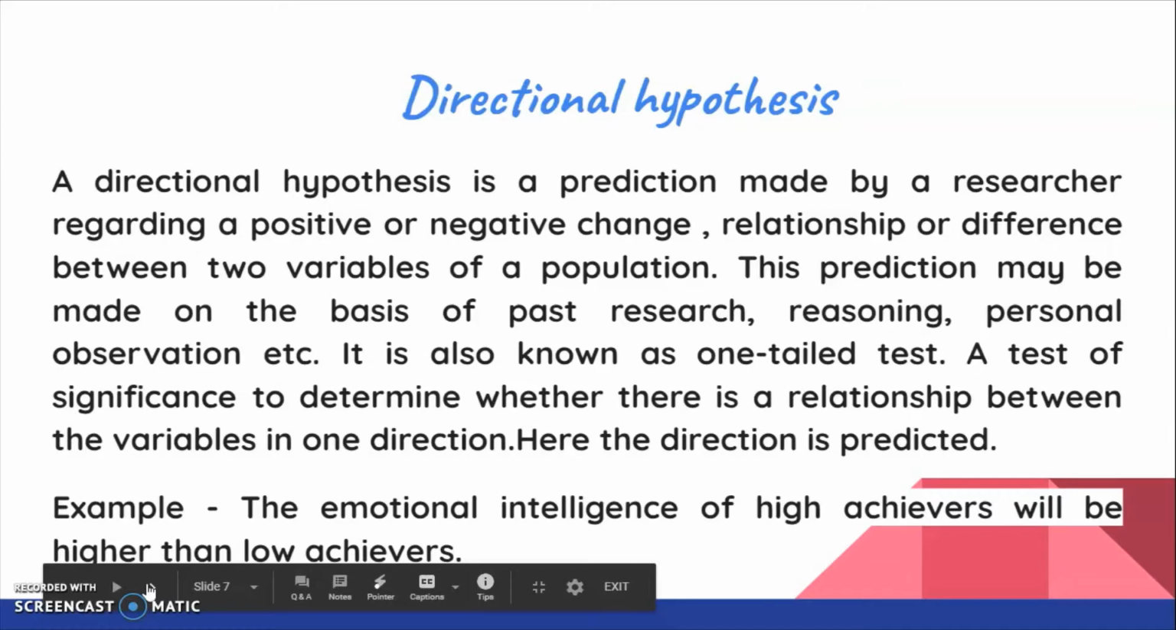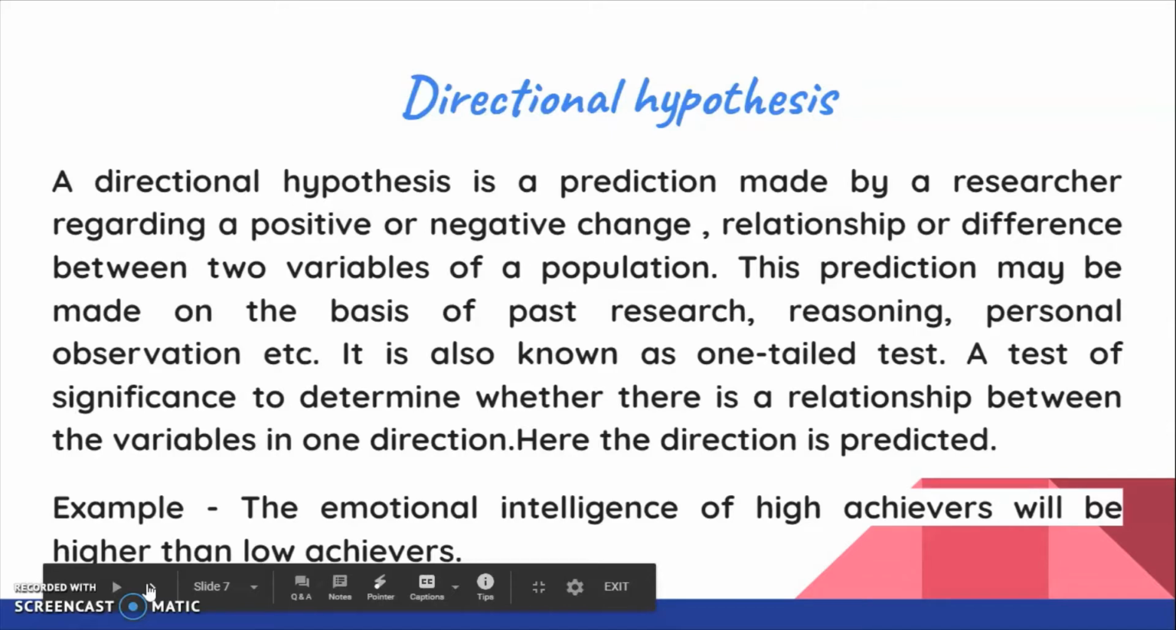So here we take an example. The emotional intelligence of high achievers will be higher than low achievers. That's the directional hypothesis. In a directional hypothesis, we are saying that there is a relationship between two variables. And how we are making such a prediction is by going through the past research, through our reasoning, through our personal observation, etc., we come to such a conclusion. And it is also known as a one-tailed test. We determine whether there is a significant relationship between the variables in one direction. That is the directional hypothesis.